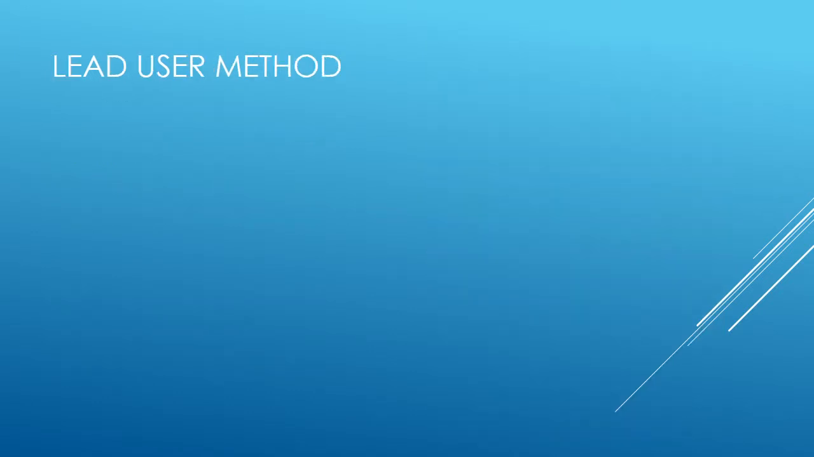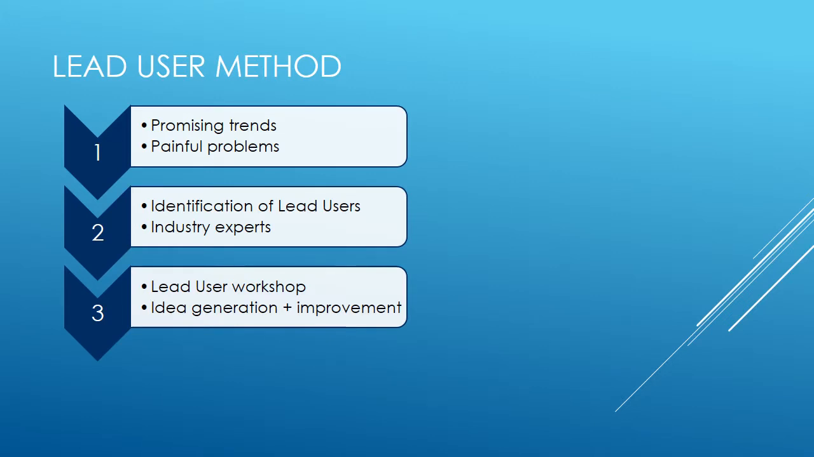So this is basically how the lead user method works. First of all, a company has to do broad research on some trends in its market and broad research on the most painful problems that its customers currently have. And after this broad research, the innovation management team has to decide which trends and which problems to focus on during the lead user project.